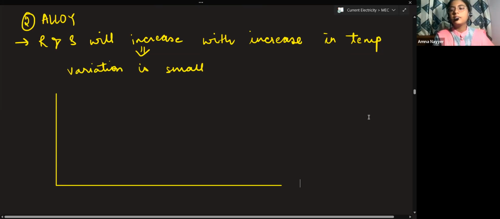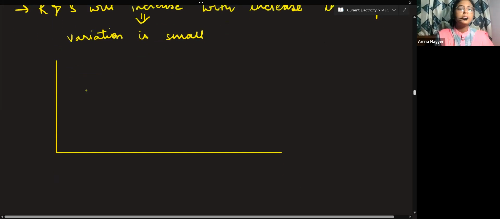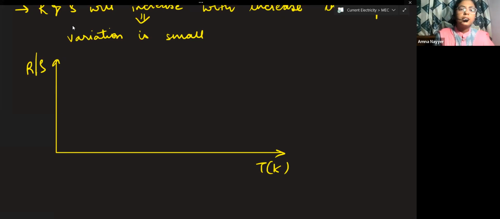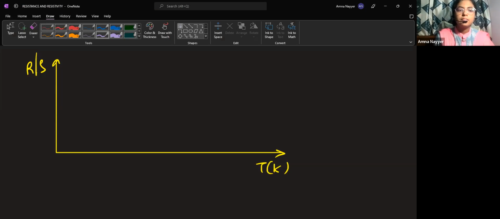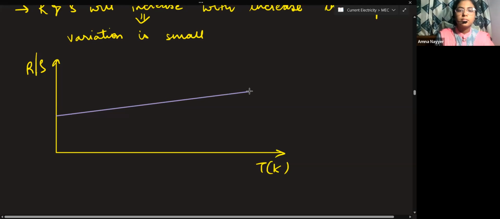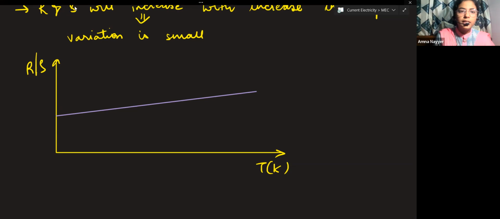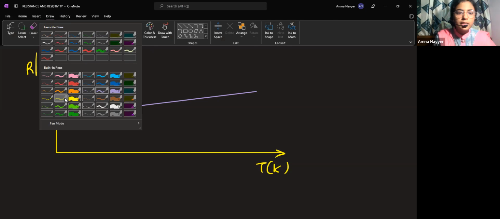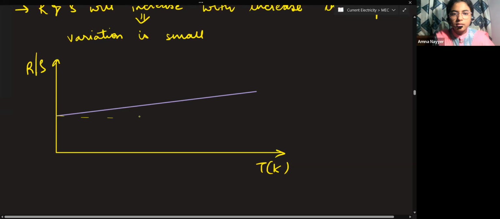For example, this is the y-axis with resistance and resistivity. This is the temperature in Kelvin. The graph will be in this manner. See how it's different. It's different in that had I drawn a straight line, the graph would have been constant. So you can see this slight variation. This is the slight variation which you are seeing. That's why we draw the graph in this manner.